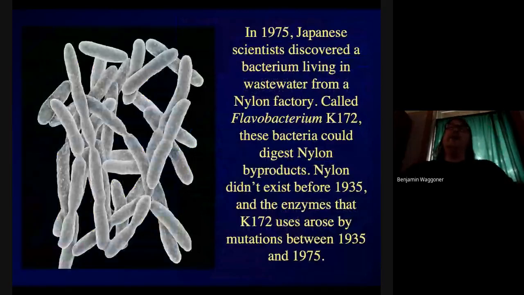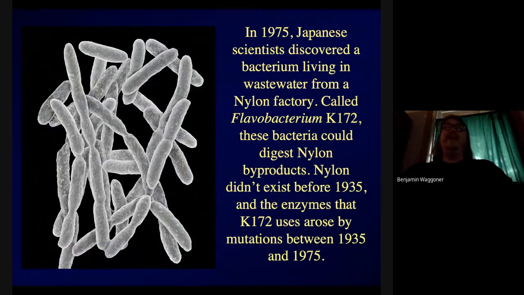Those are some bacteria called Flavobacterium. These particular ones were living in wastewater ponds at a factory that made nylon. They were discovered in 1975 in Japan. I'm not sure if they were ever given a formal scientific name. They're usually just called Flavobacterium K172. And these bacteria were able to break down byproducts of nylon manufacture. They were able to break down waste products of nylon.